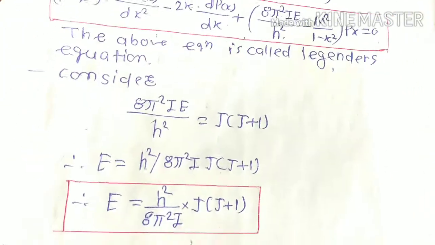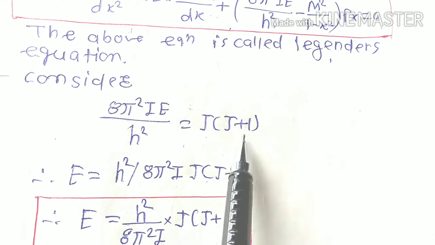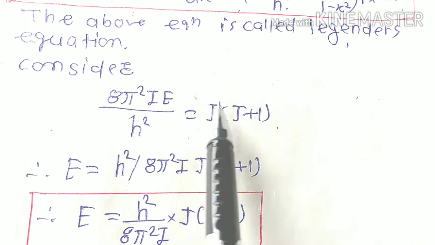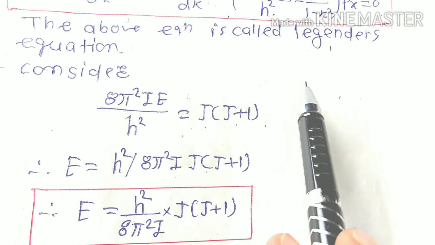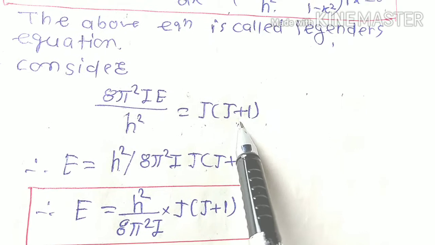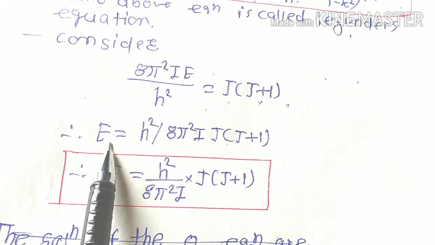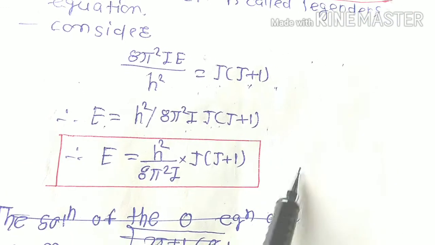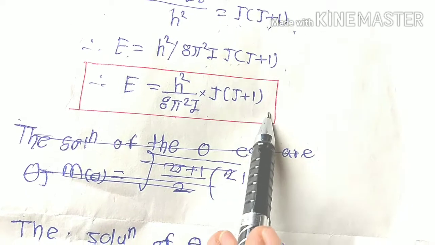So consider we have 8 pi square I e by s square is equals to j into j plus 1. Here the j is a rotational quantum number. In the spectroscopic chemistry, we consider instead of L, J as the rotational quantum number. So we get the value of energy E equals to h square by 8 pi square I j into j plus 1.